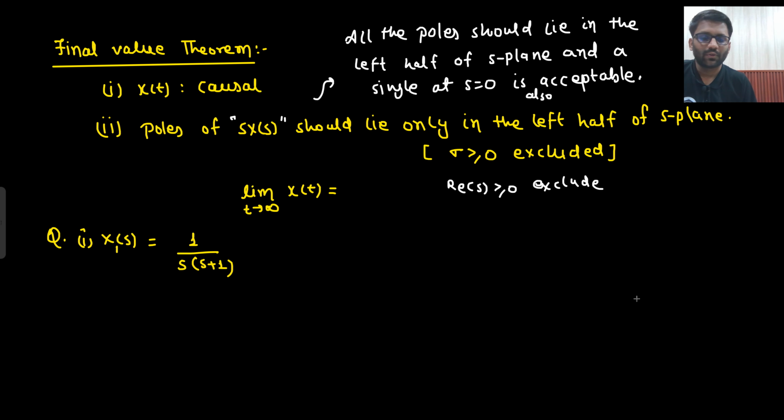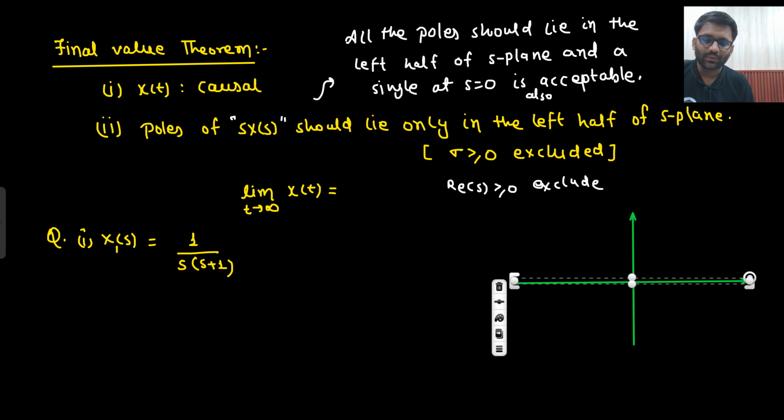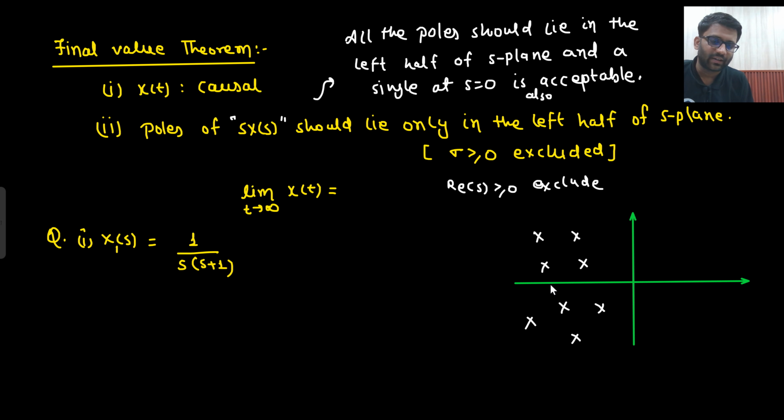Let me draw the diagram for you. So here is the pole, here is the pole, wherever the pole is there, I don't care. All these poles are accepted. Here there is a pole, here there is a pole. All these poles are accepted and only one pole at the origin is accepted. So this is the accepted condition. That's it. For applying your final value theorem, you will draw this diagram. First you will draw the pole zero diagram and then you will apply the final value theorem.